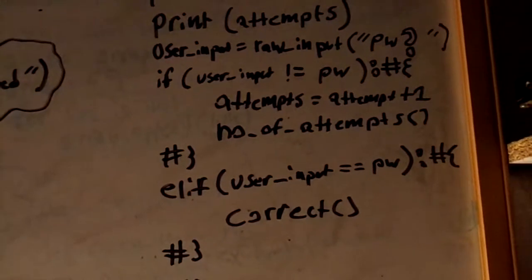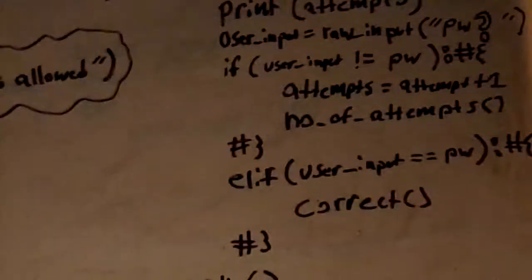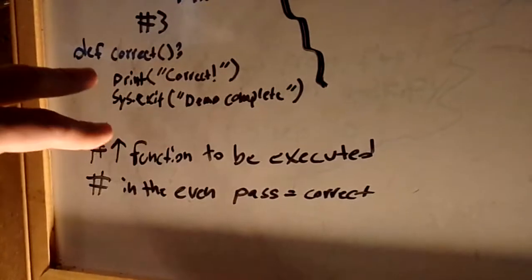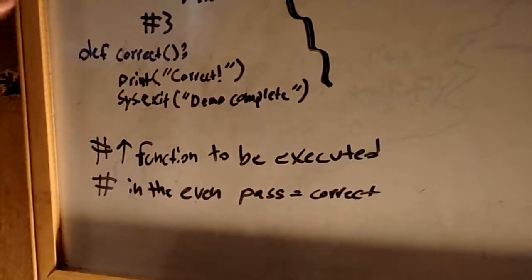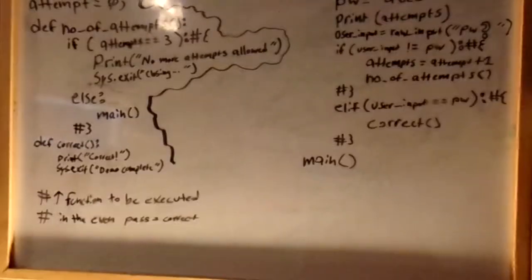Otherwise, if the password is correct, it goes down here to elif, and then it runs the function correct. And that's the function that you run after the password's correct, and then your program carries on as normal. So let's get on the computer and demonstrate this.